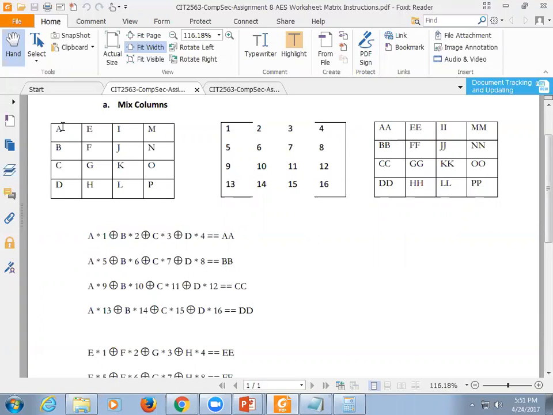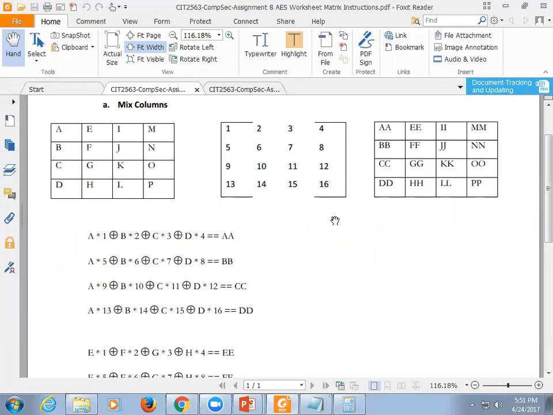Then this column times this row gets this value. This column times this row gives me this value. This column times this row. That's why I made this chart. It's critical you follow this chart.